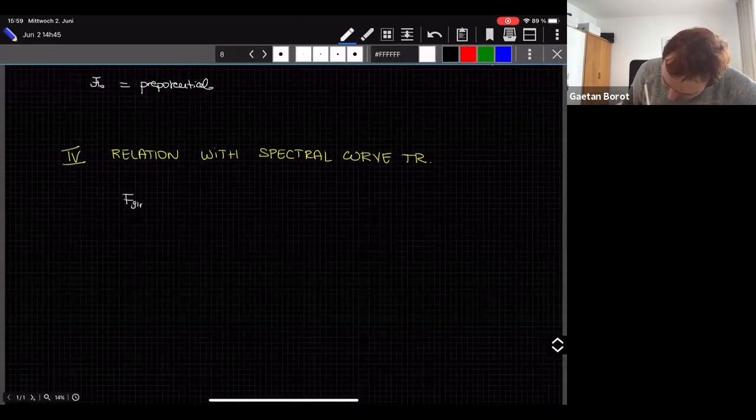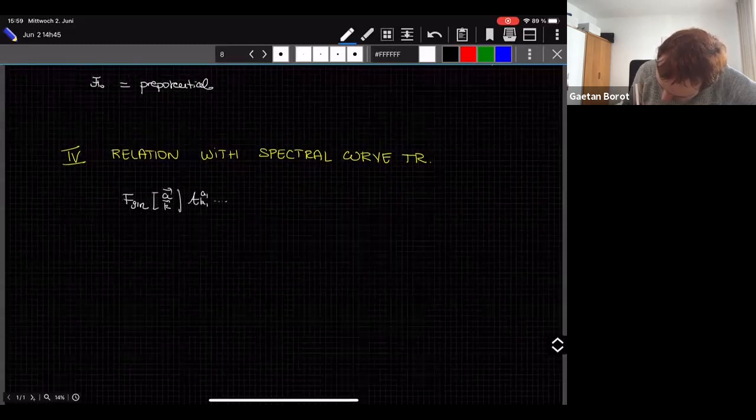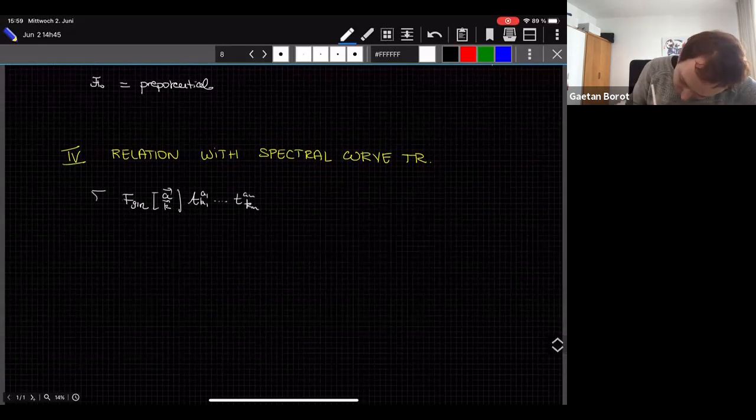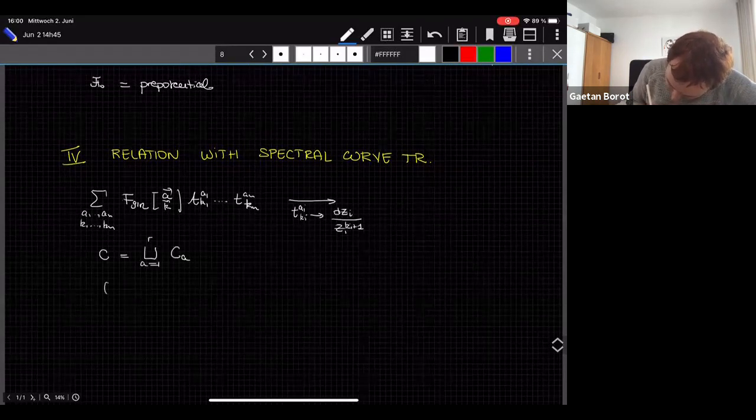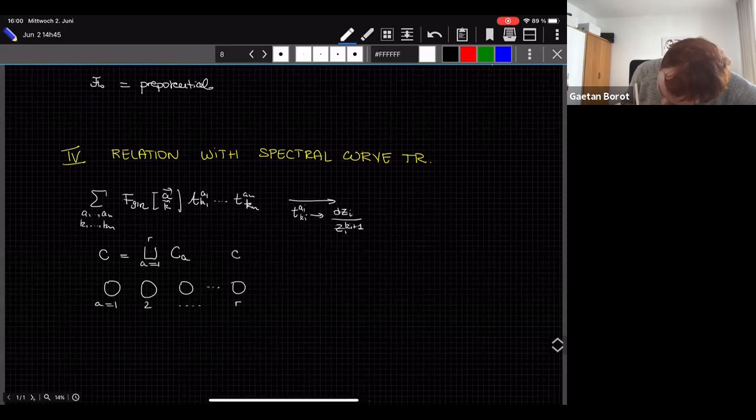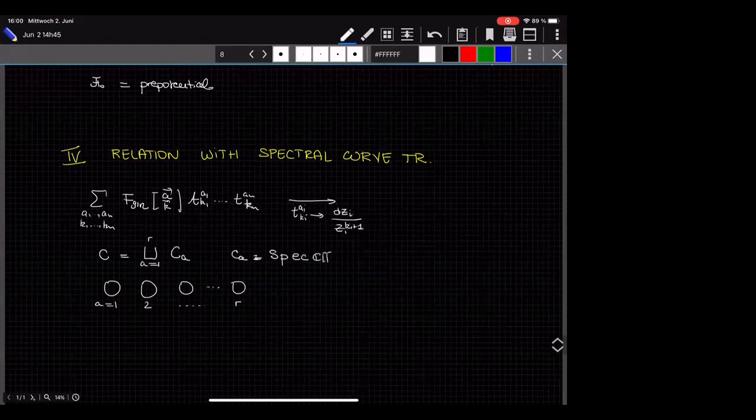So basically, when you have these F_{G,n}, these are formal functions, I mean, the Taylor coefficients of some formal functions. You make generating series, replacing by dz_i over z_i^{k_i+1}. And here what I want to do is define out of these differential forms on a spectral curve. The spectral curve is a union of disks. So C_A is a formal disk with coordinate z.